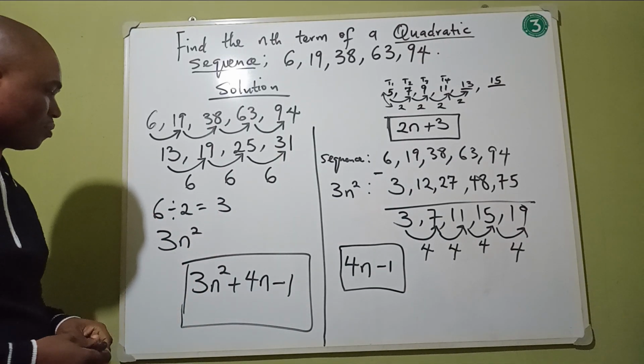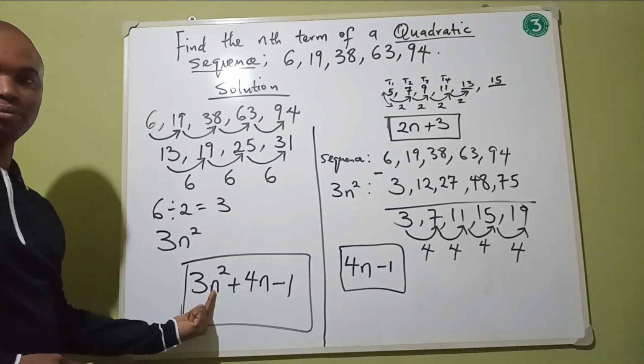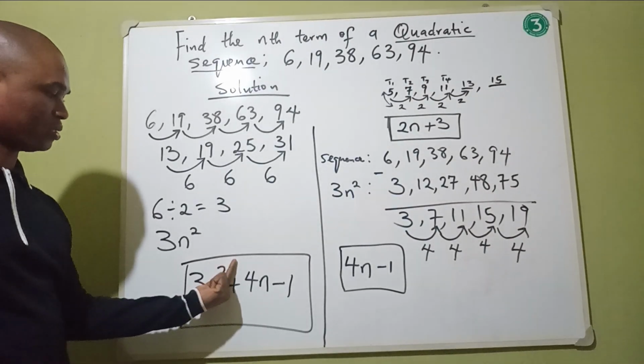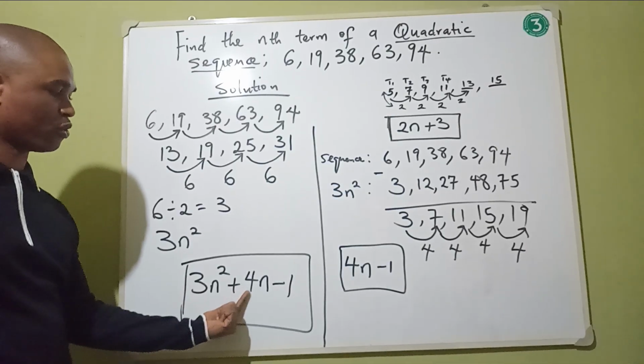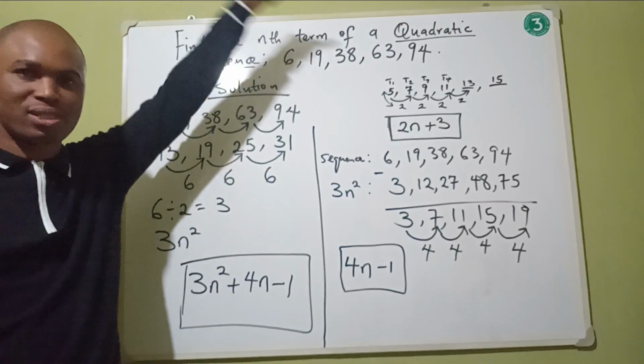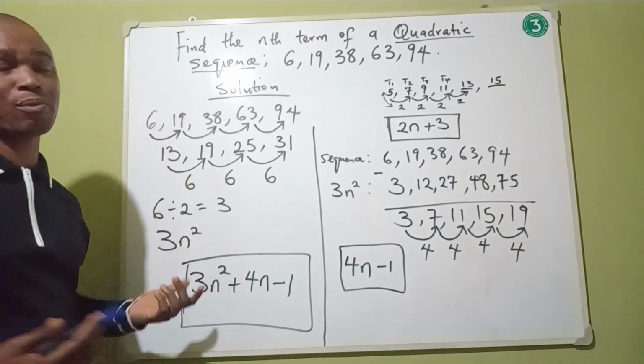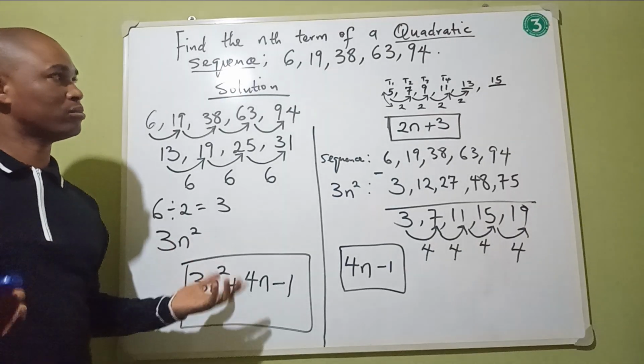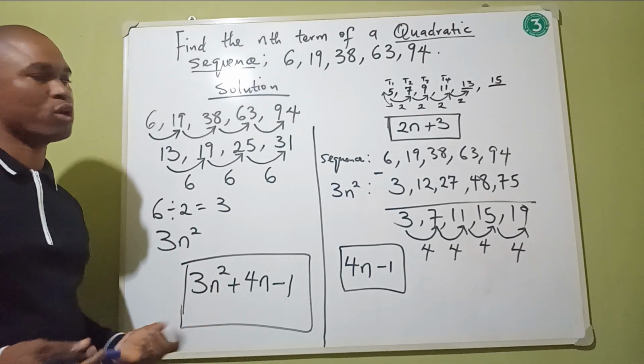So now, if I was asked to find maybe the 20th term for this, I will just substitute 20 here. So give me 20 squared times 3 plus 4 times 20 minus 1. Then I will get the 20th term. So if you are given this type of question, maybe in your SAT exam or any exam, this is how you approach it. Thank you.